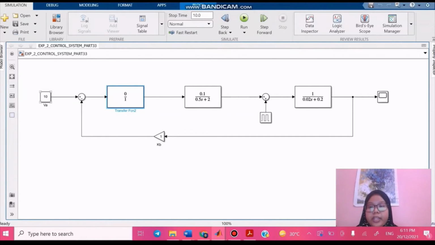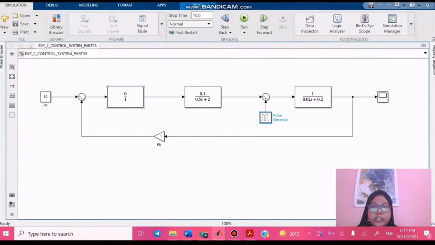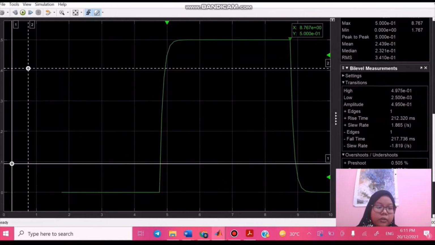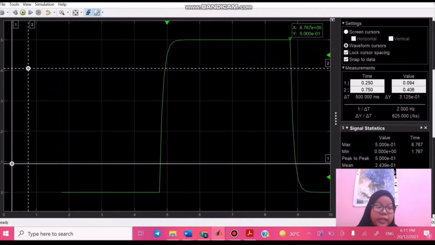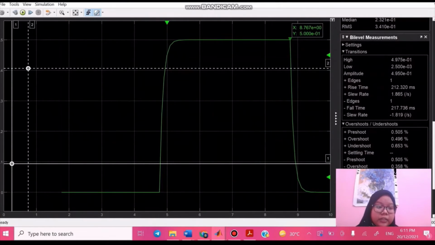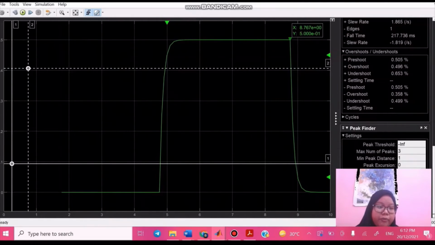By using VA equal to 10 and KB equal to 1, we use pulse generator amplitude 0.1. First we will put K equal to 0. The result is the graph will look like this. Here is the steady state error value, which is 0.094. The rise time is 212.320 millisecond, and the overshoot is 0.496%.